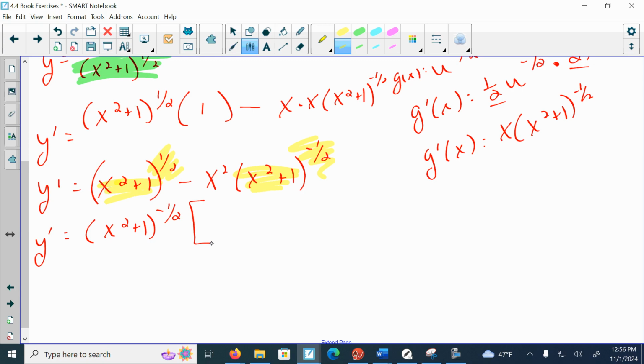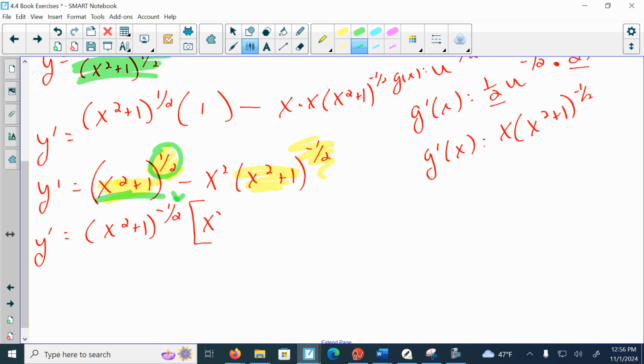Here are my brackets to show you that I put stuff in there. This one, when I factored it out, I factored out a negative 1/2 power, but I have a positive 1/2 power. So I asked myself, what do I have to add to the negative 1/2 to get a positive 1/2? Or I can take this positive 1/2 and subtract the negative 1/2.